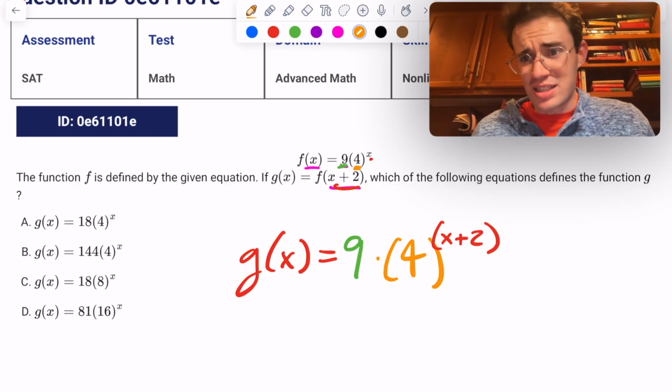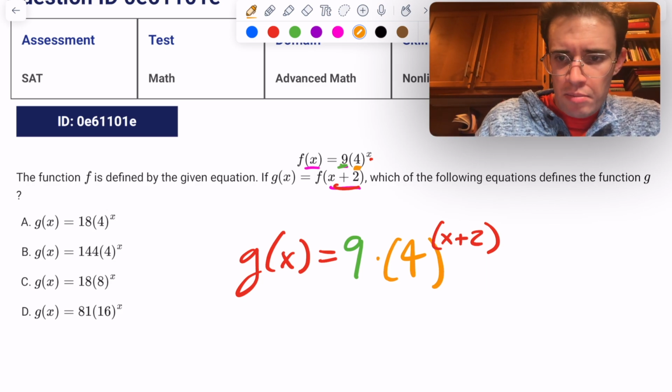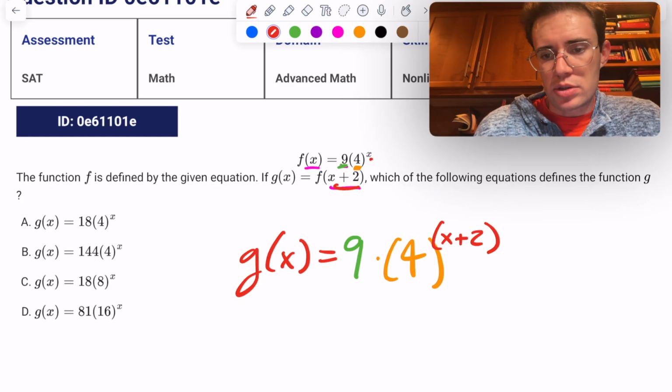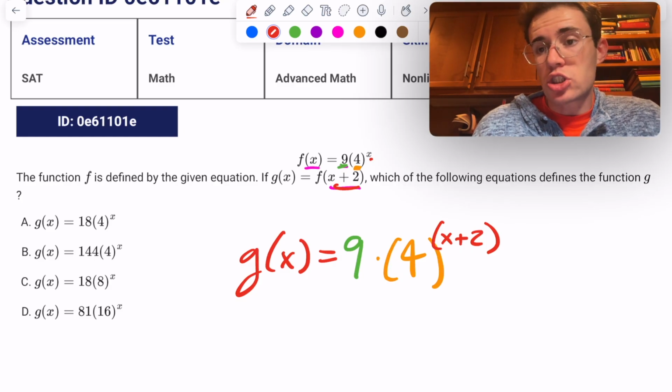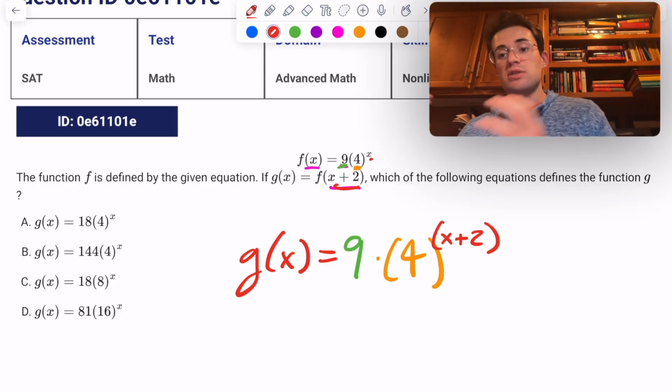Although they've had some of these that could have been in the easy section, they didn't make this one that easy. But now you could just break this up. So just knowing your exponent rules, 4 to the x plus 2, if you're adding the exponent, you can also break that up into 4 to the x times 4 squared.